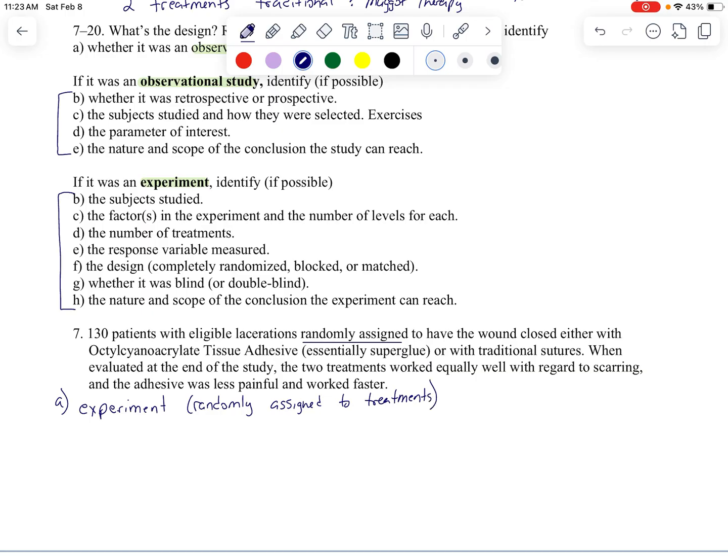So in the second part of this, we have to decide what we did. Okay, so now we're after the factors in the experiment. So again, this is the factor. This is what we are changing. The factor is what we are changing, and the number of levels for each. Okay, so that's the important part about 2. So the factor, there is one factor involved here.